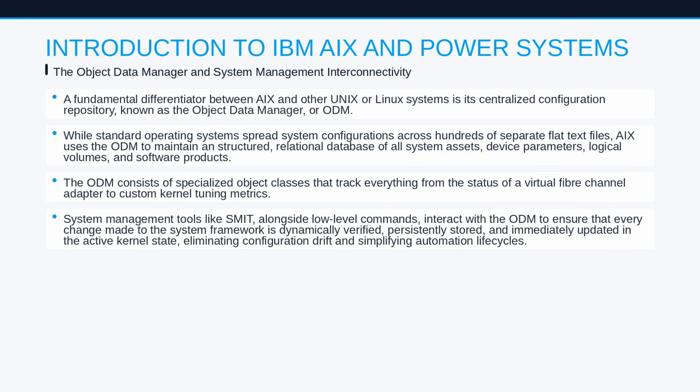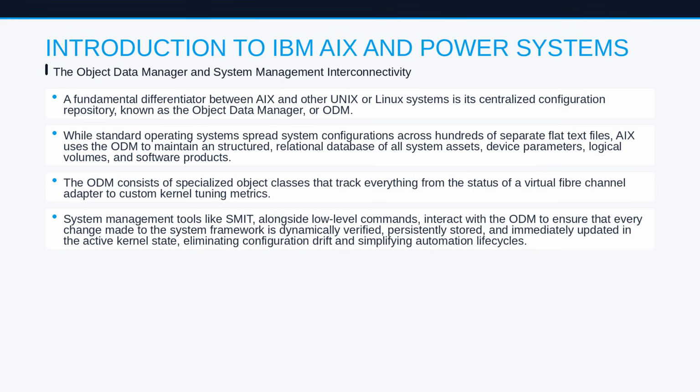A fundamental differentiator between AIX and other Unix or Linux systems is its centralized configuration repository, known as the Object Data Manager, or ODM. While standard operating systems spread system configurations across hundreds of separate flat text files, AIX uses the ODM to maintain a structured, relational database of all system assets, device parameters, logical volumes, and software products.